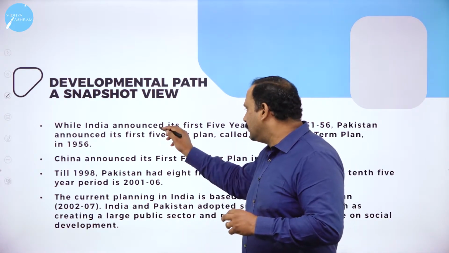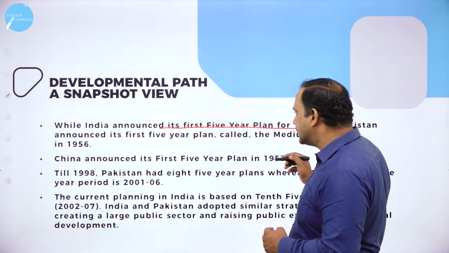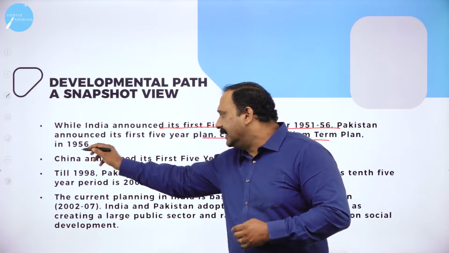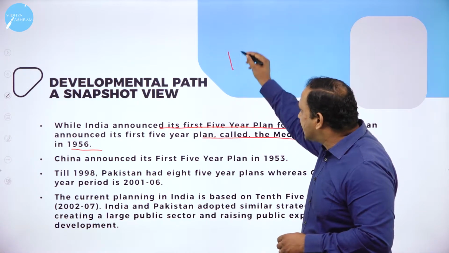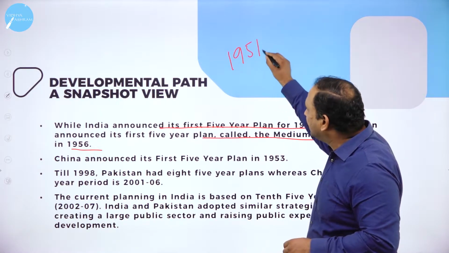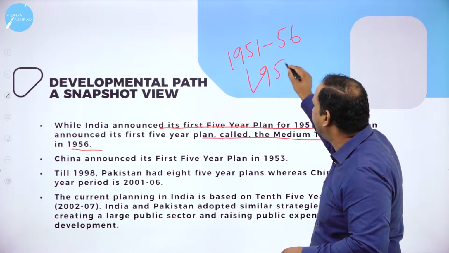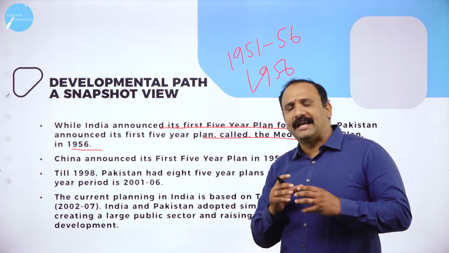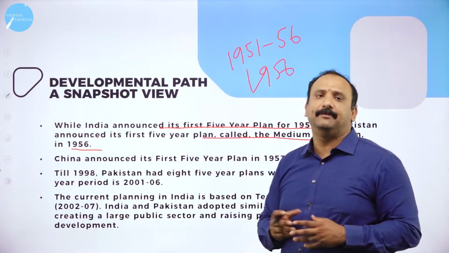Moving forward. Now, what has been the developmental path for India? While India announced its first five-year plan in 1951-56, Pakistan announced its first five-year plan, called a medium-term plan, in 1956. Now, you can see the similarities here. India started at 1951 to 56. Pakistan also joined us in 1956. So that is the most important factor.